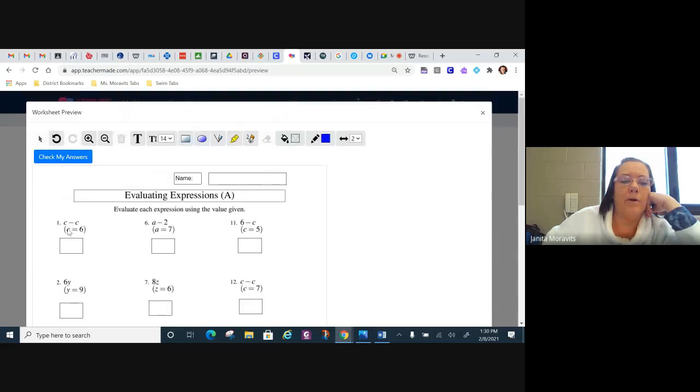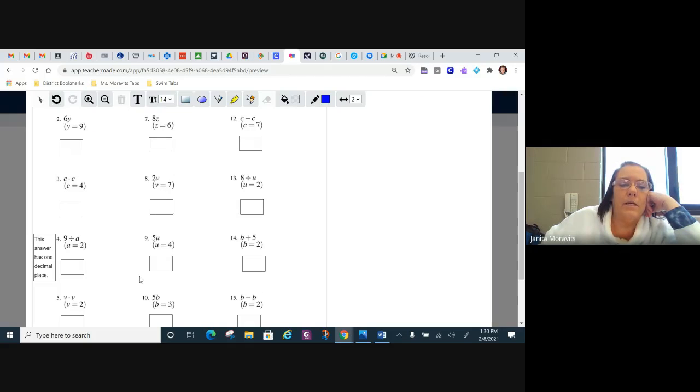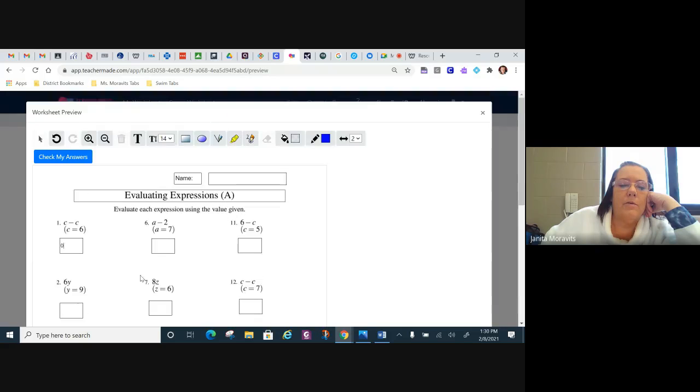Do not let this part confuse you that there are parentheses around these. It's just telling you that C is equal to 6. So number 1 is going to be 6 minus 6. So 6 minus 6 gives you 0. Okay? I don't see any exponents on these to be aware of.